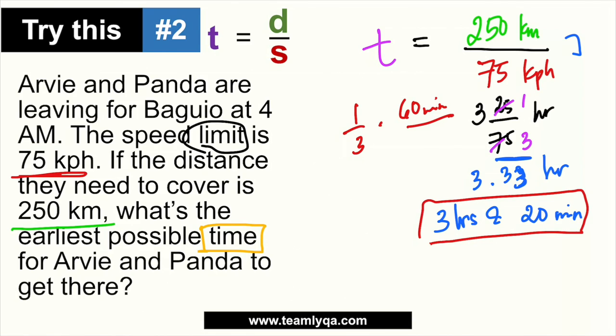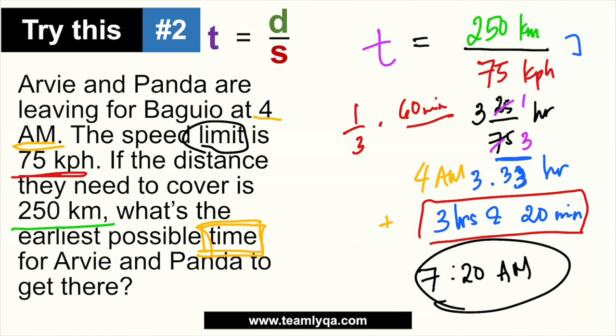Pero hindi pa yan ang final answer kasi ang tinatanong nga again is what time? So, kailangan natin tandaan 4 a.m. sila umalis. So, kung 4 a.m. kayo umalis, dadagdagan mo pa siya ng 3 hours and 20 minutes, anong oras siyang darating? Darating siya ng 7:20 a.m. Okay? 7:20 a.m. Kasi 4 a.m., 5, 6, 7 a.m. plus another 20 minutes. So, 7:20 a.m.